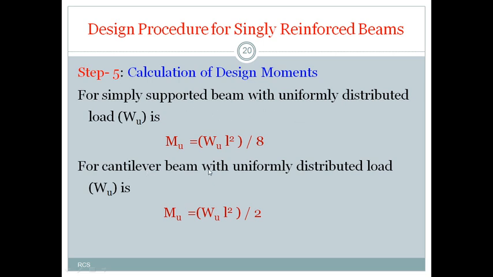When a cantilever beam is subjected to uniformly distributed load, then the factored bending moment can be calculated by WU L square by 2. This formula you can obtain from your strength of materials topic, when we are calculating bending moment for different conditions of loading.